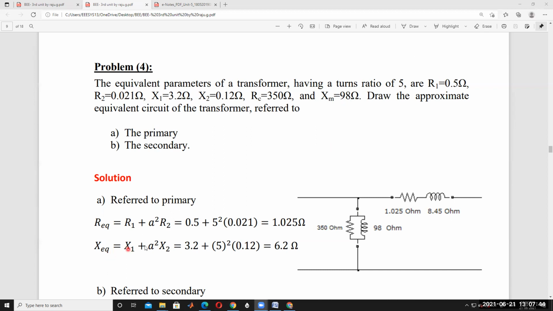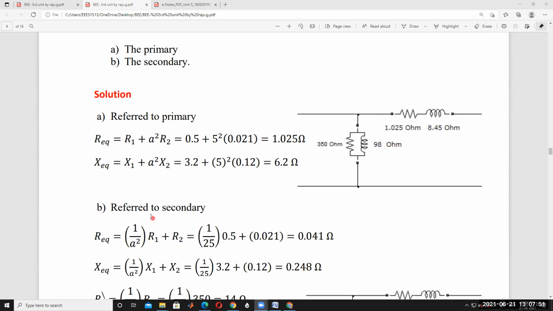Similarly X equivalent is X1 plus A squared into X2. These are all secondary side parameters converted into the primary side. Then how do we convert primary side parameters to the secondary side? By dividing by A squared, otherwise multiplying by K squared. R equivalent is equal to R1 into K squared, otherwise R1 by A squared, plus R2. R2 is on the secondary side so it stays as it is, but the primary side resistance transferred to the secondary side changes like this, R1 by A squared.